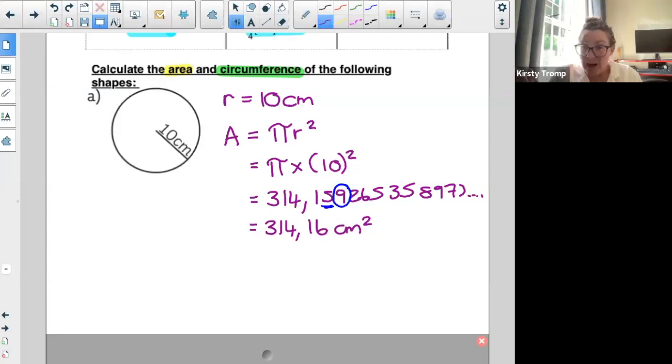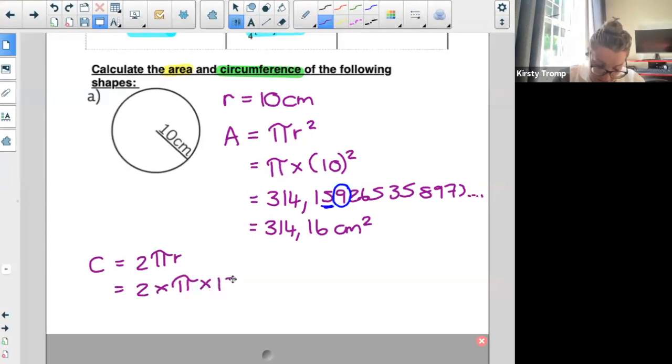If it's above 5, the number goes up. If it's below 5, the number stays the same. Let's go calculate the circumference. Circumference equals 2 pi r. So I'm saying 2 times pi times 10. And what does that give me?